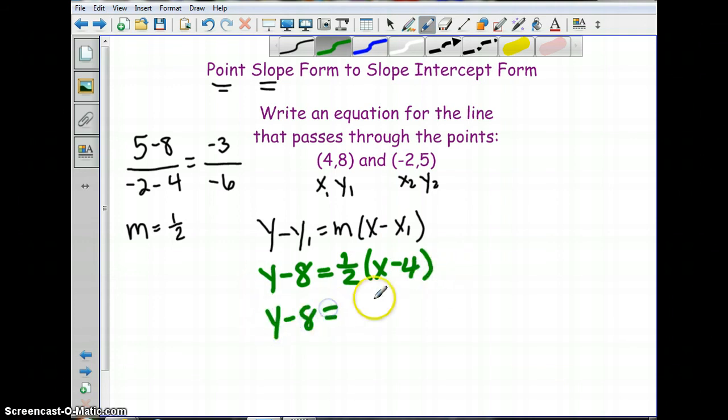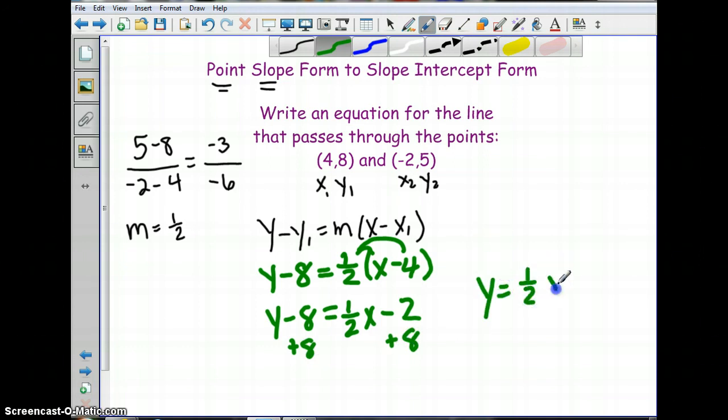We're going to go ahead and distribute: 1/2 x, and half of a negative 4, or half of 4, just drop down the minus sign, is going to be 2. Now I'm going to add 8 to both sides to get y by itself. And my final equation is y equals 1/2 x plus 6.